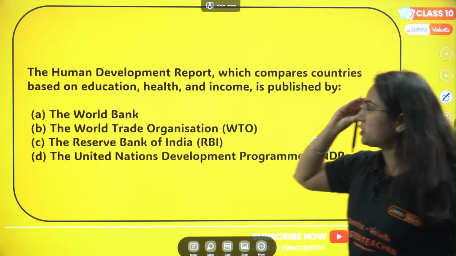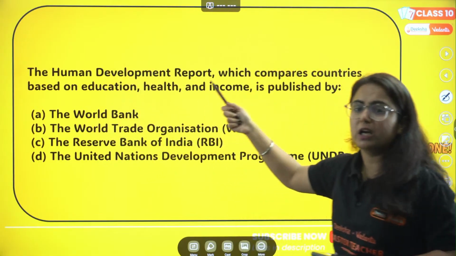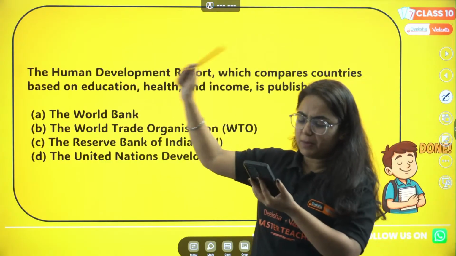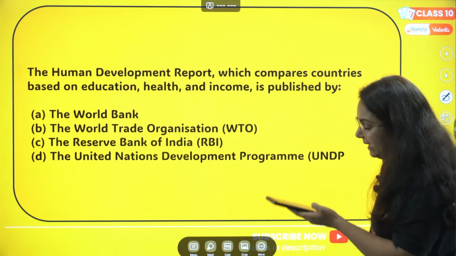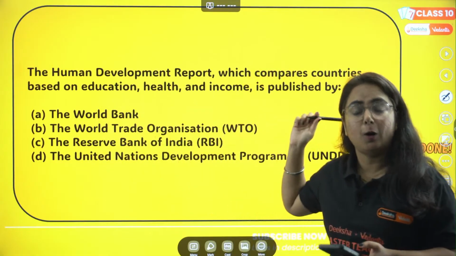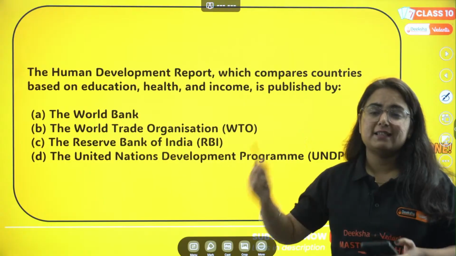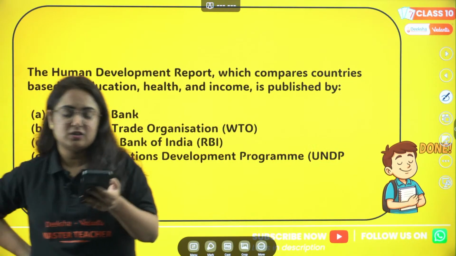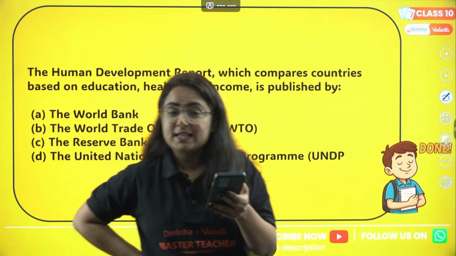Moving to the next question, the Human Development Report. Very easy. The Human Development Report, which compares countries on the basis of education, health and income, is published by: option A, the World Bank; option B, World Trade Organization; C, Reserve Bank of India; or D, United Nations Development Program, that's UNDP.